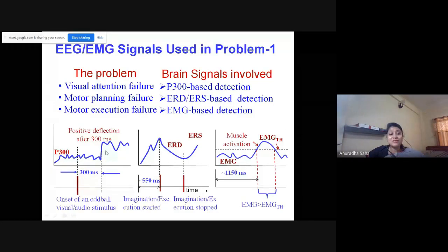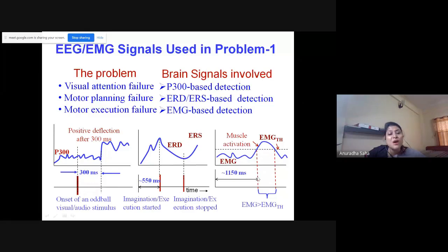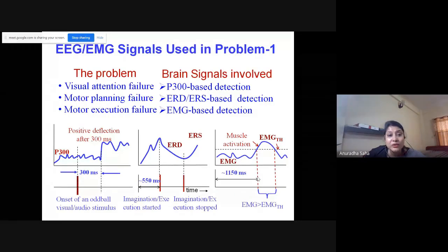Now you may ask about the timings. This is the brain signal, right? And this is the EMG signal. So are these time signals constant? No, this varies within a small range.